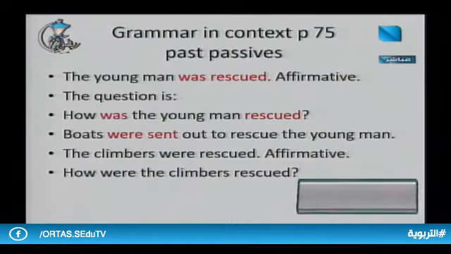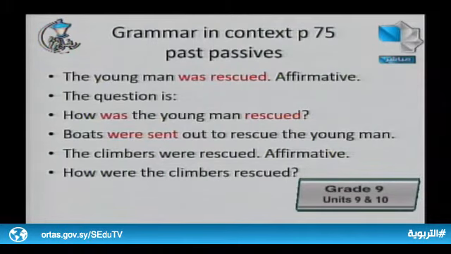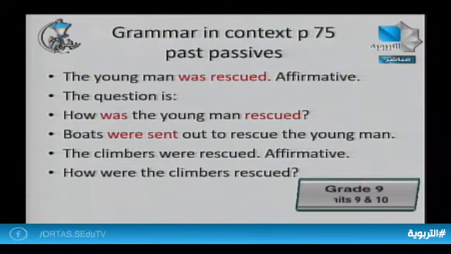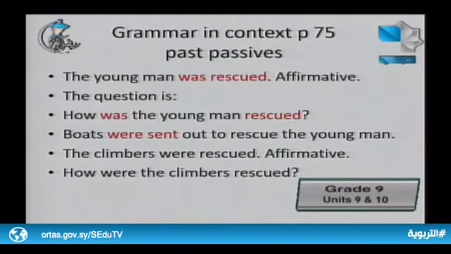We come again to Grammar in Context, page 75, past passives. We want now to clarify how we changed. "The young man was rescued." It's an affirmative sentence, as you see, dear students. And the question is, how was the young man rescued? So we know in grammar we have the affirmative case, the question form, and the negative form.